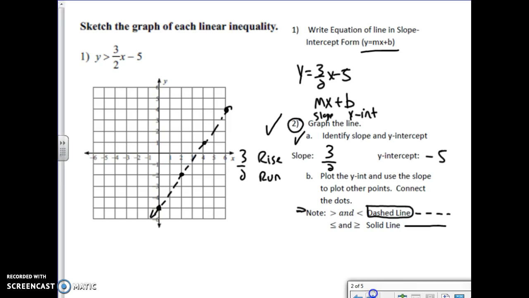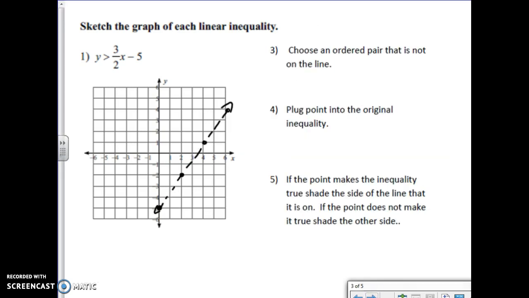Check. Now let's move on to step 3. So I have the graph already down. Now what I want to do is choose what direction I'm going to shade. So what I'm going to do is choose an ordered pair that's not on the line. So here's my line. Okay? I want to choose a point that's not on here. So I'm going to choose 0, 0. Like right here, 0, 0. 0, 0 is not on my line. So I'm going to choose the point 0, 0 because it's not on my line.